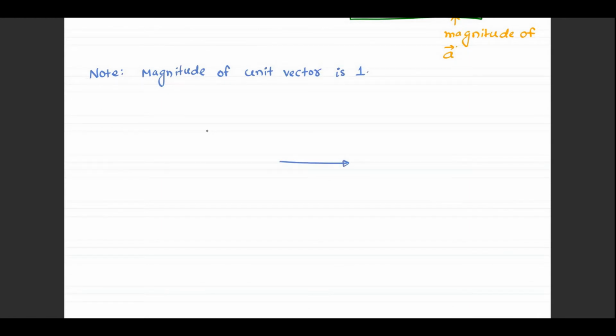You have 3 axes, right? For all of those axes, unit vectors are already defined. For example, unit vector along positive x is i cap, along positive y is j cap, along positive z is k cap. So it's obvious then that along negative x it will be minus i cap, along negative y it will be minus j cap, and along negative z it will be minus k cap.